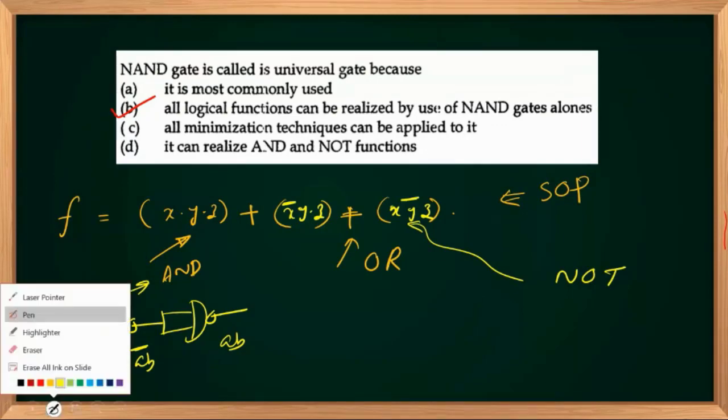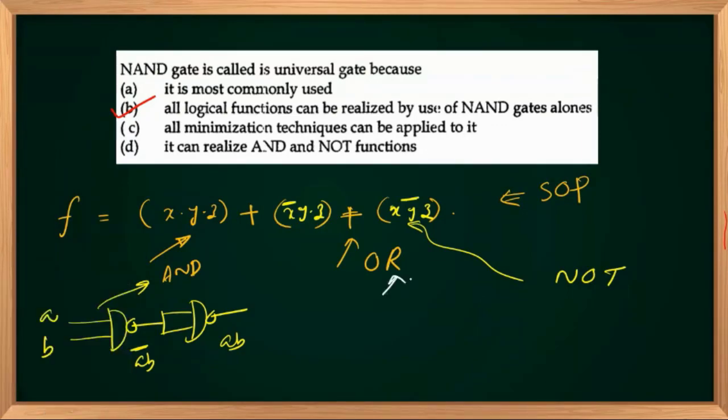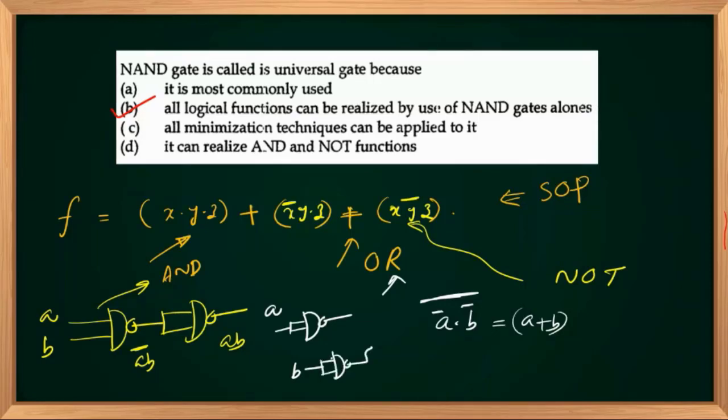Right. What about the OR operation? How to implement the OR operation? A bar dot B bar, the whole complement, is nothing but A or B, correct? A double bar plus B double bar, as per De Morgan's law. So A complement can be implemented like this using one NAND gate. Similarly, B complement can be implemented using another NAND gate.